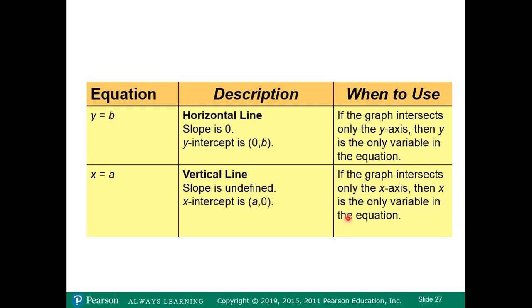Okay, and so again, when to use: if the graph intersects only the y-axis, then y is the only variable in the equation. And if you have a vertical line, then it's only going to intersect the x-axis, and it's only going to have x in the equation.